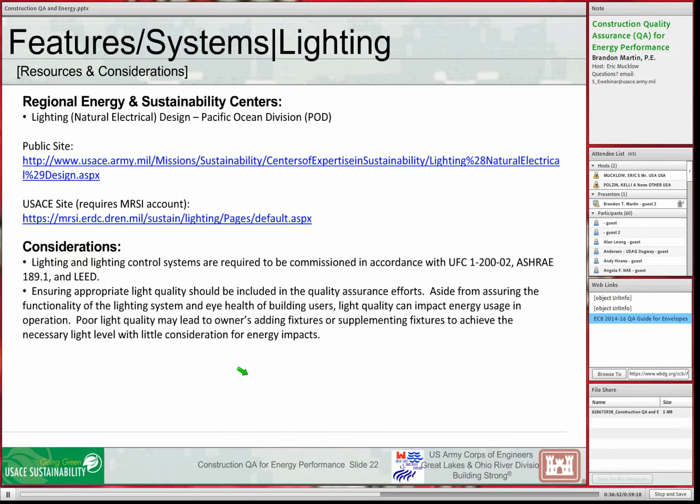We do have a regional energy center for daylighting and lighting, and that's Pacific Ocean Division. One thing to note, lighting is required to be commissioned in accordance with our criteria. And note also, if we're already commissioning these, a lot of the activities I just mentioned are being performed. We need to make sure that we're performing some of these activities also, not just leaving it to the contractor.